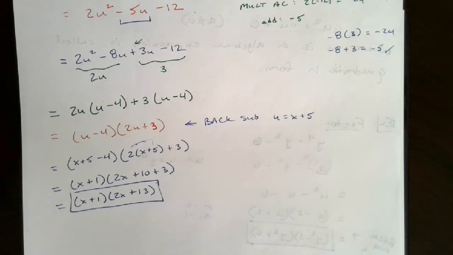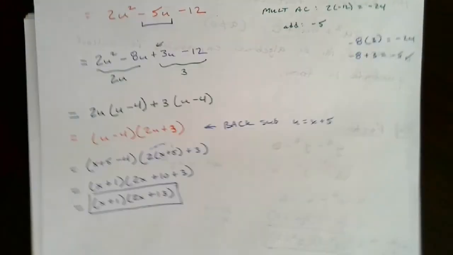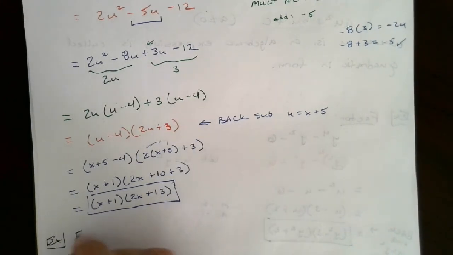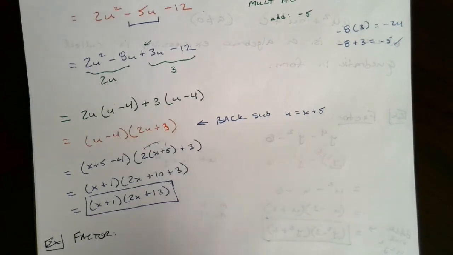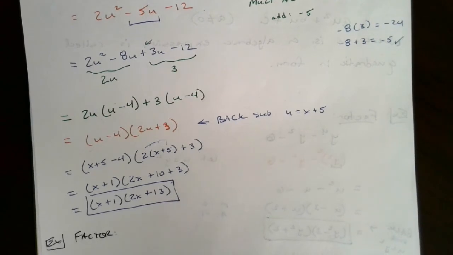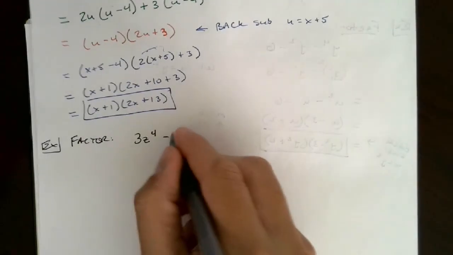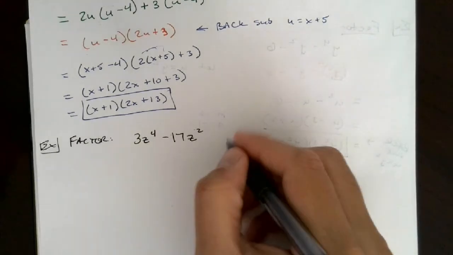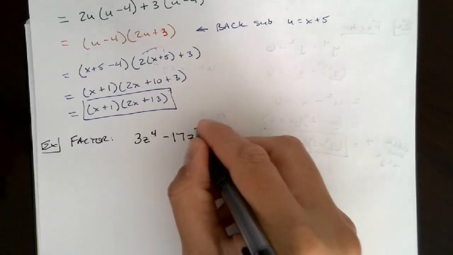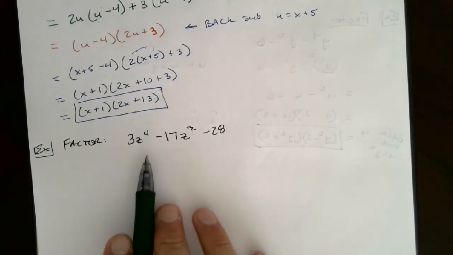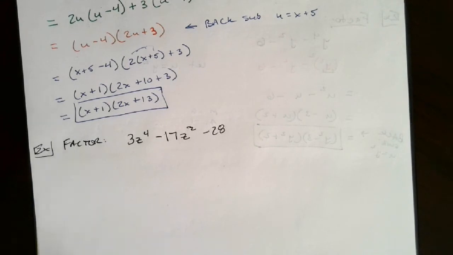Let's do one more together just to make sure we see it. If I said to factor, let's take a look at, we'll do 3z to the 4th minus 17z squared minus 28. So first thing you should notice, this is quadratic in form. If I had a GCF, you'd want to factor it out. In this case, we don't.